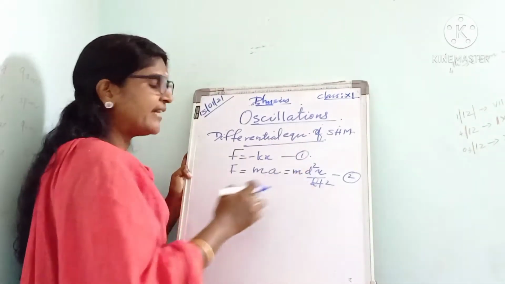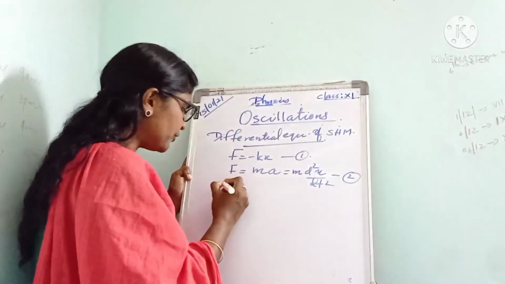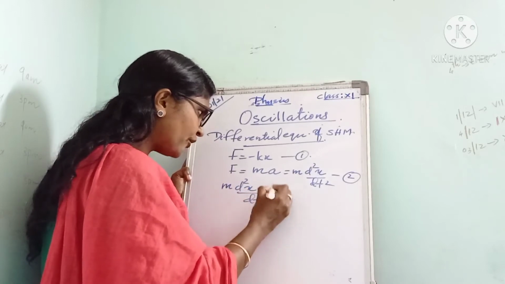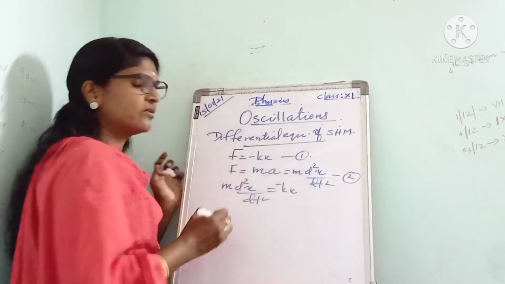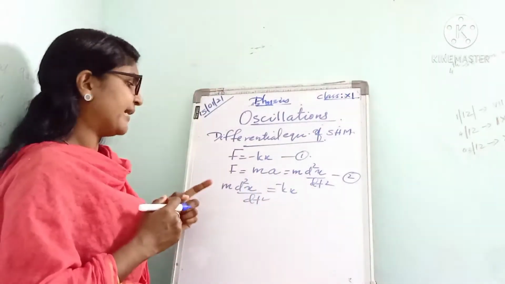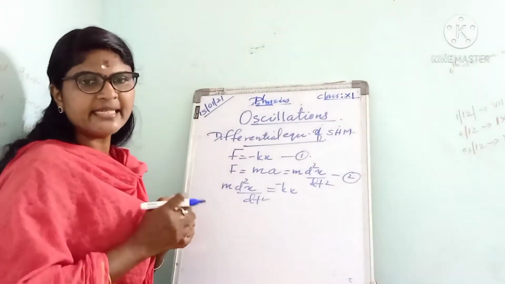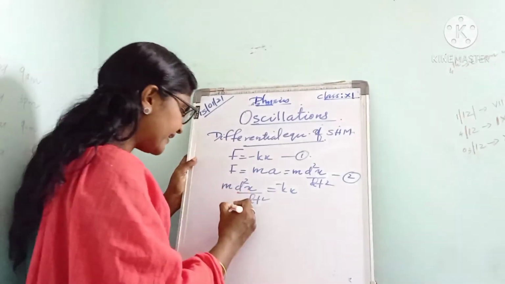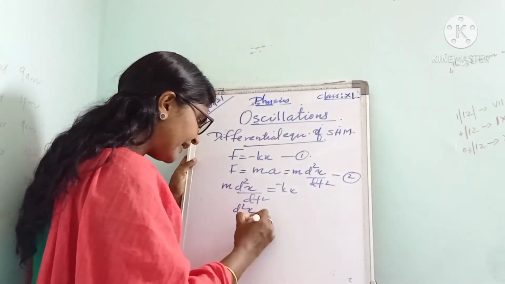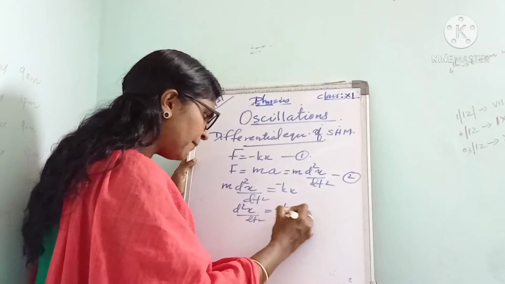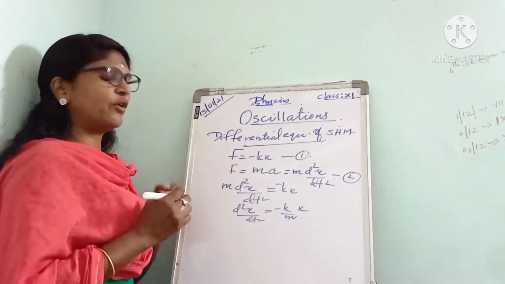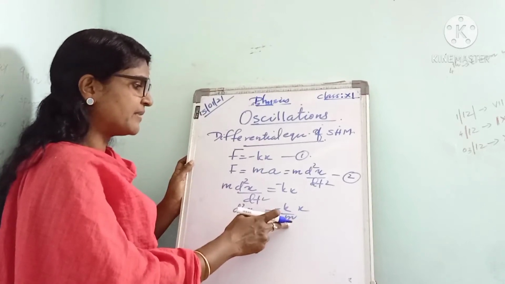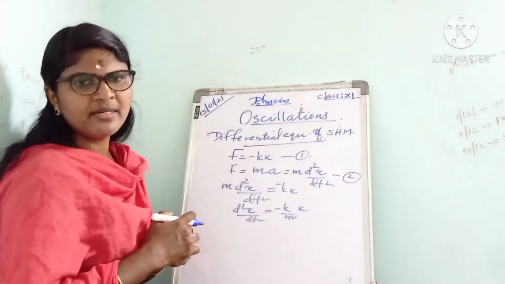Then comparing 1 and 2, we can write m d square x by dt square equal to minus k into x. Or we can write d square x by dt square equal to minus k by m into x. The m comes here, so minus k by m into x.